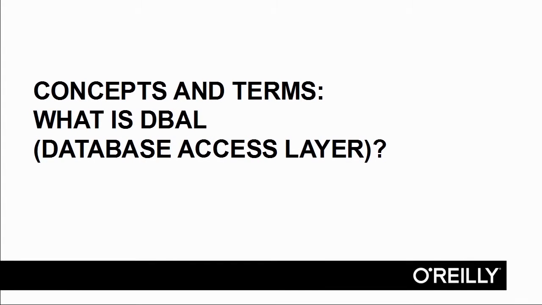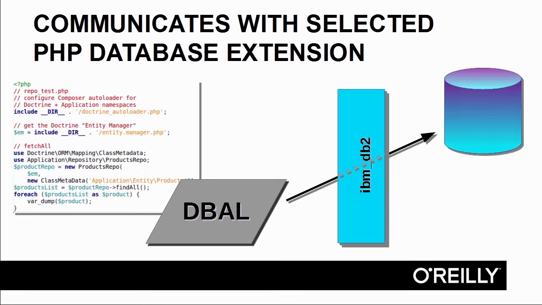So in summary, what is DBAL, or Database Access Layer? It's an abstraction layer which allows you to generate application code which does not have to have specific knowledge of the underlying database extension. It supports such advanced features as caching, transactions, using the query builder, prepare and execute, managing events, and also gaining access to the schema.